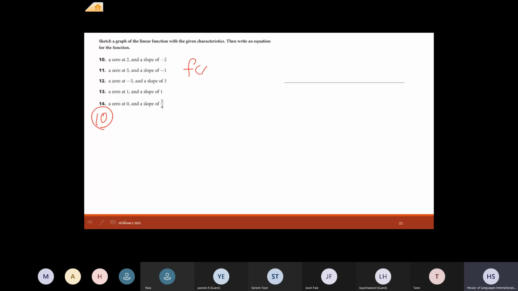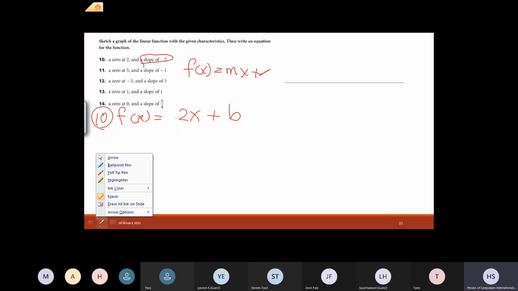For f of x, it has to be mx plus b. So in order to write it, I need m and b. The slope is given. Oh, yeah, it's negative 2. So f of x is negative 2x. You know from where I get negative 2? From the equation. The slope is negative 2. Negative 2x plus b. I don't know what b is. So how can I find b?